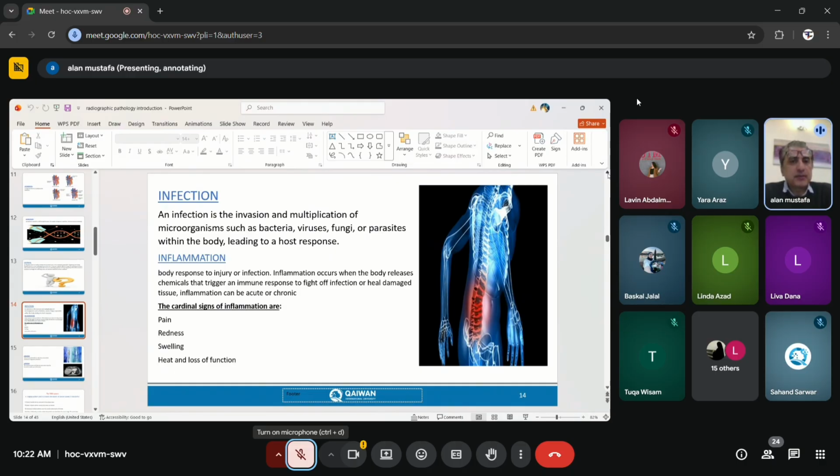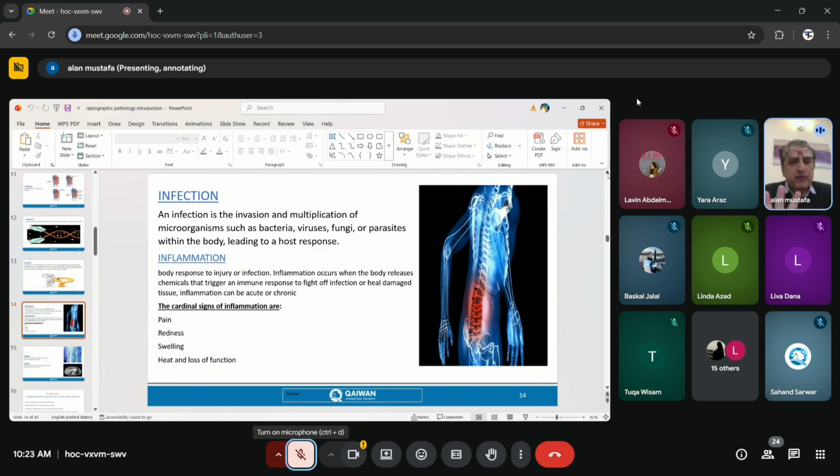Inflammation happens for other reasons other than infection. Like if someone, for example, knocks you on the eye, you get inflammation, but it is not an infection.